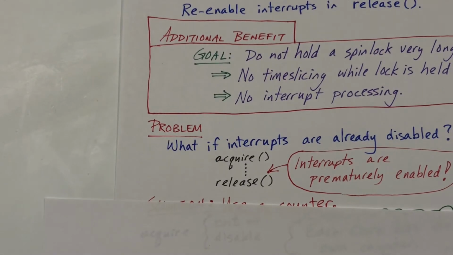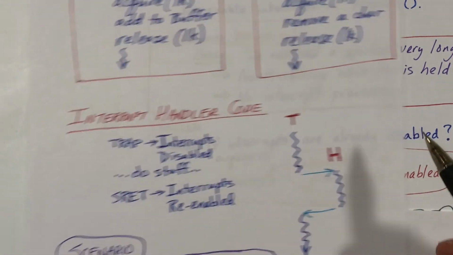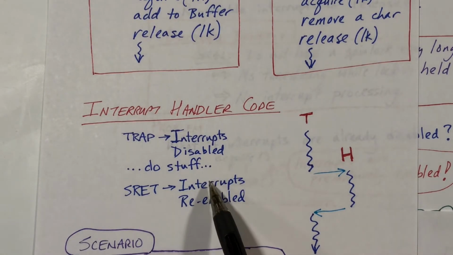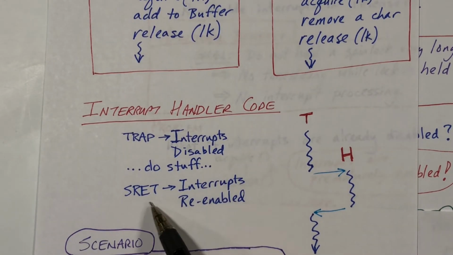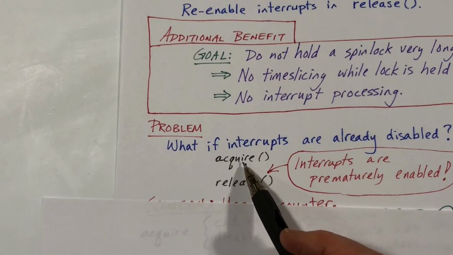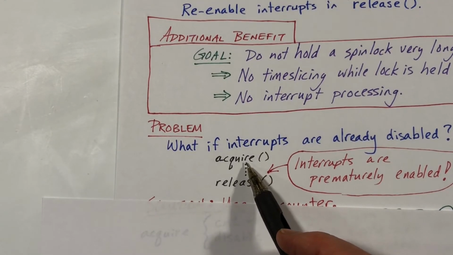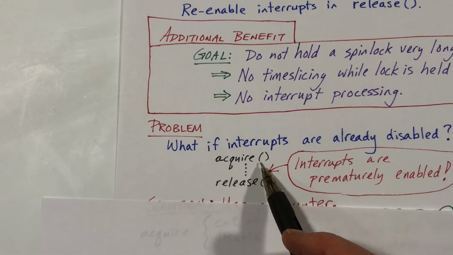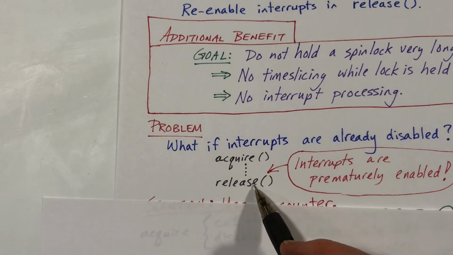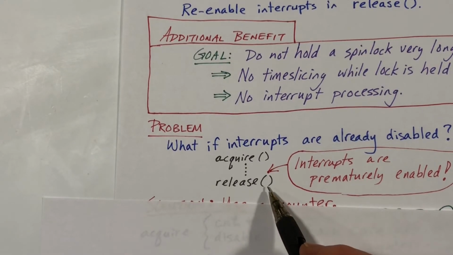But now we have another problem. What if interrupts are already disabled? For example, in our handler code, we have interrupts disabled, and for a number of reasons, we don't want to re-enable interrupts prematurely before we get to the system return instruction. We might also have several Spinlocks that we need to acquire, and so we have perhaps 3 acquire functions being called in a row, and for each one of those we'll have 3 release functions. But the first release will re-enable interrupts, and that might not be quite what we want.